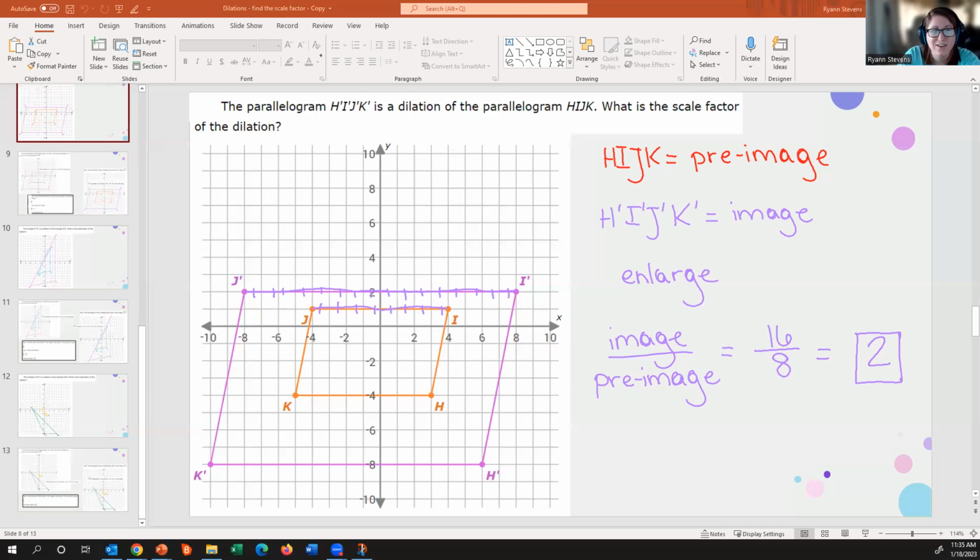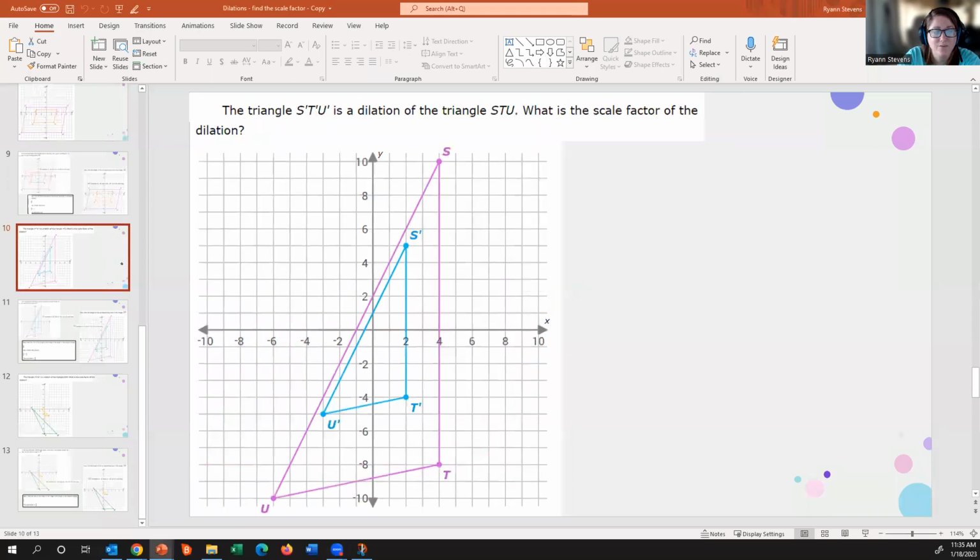All right, so we're going to look at another example here. Now we have a triangle here, so triangle STU, and we want to figure out what the scale factor is. So STU is our pre-image, and then we have S'T'U' as our image.